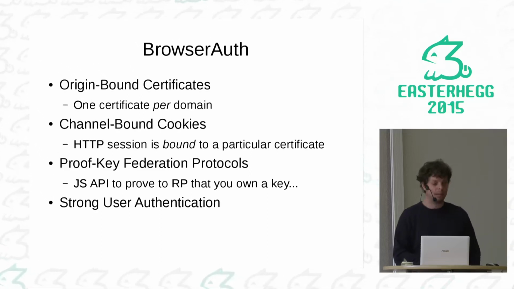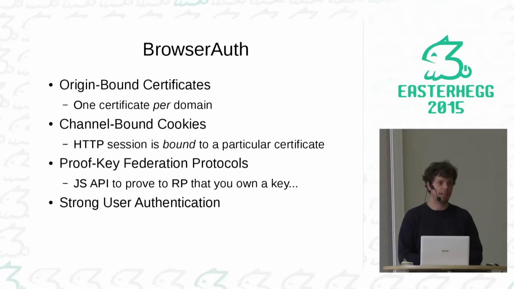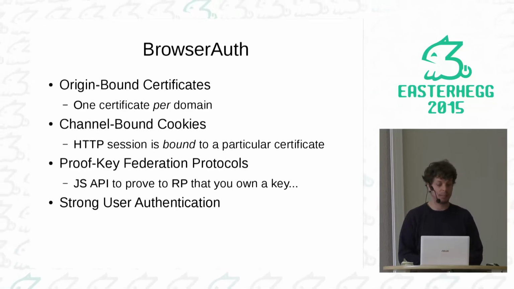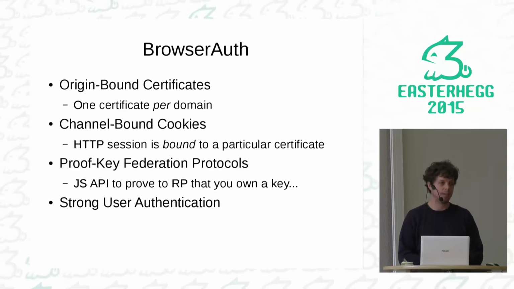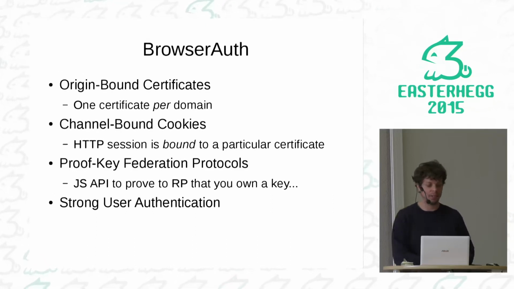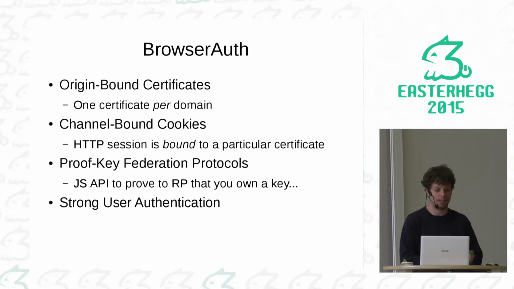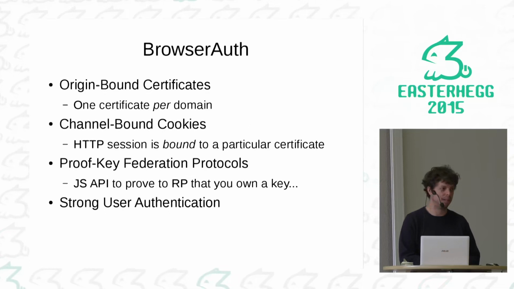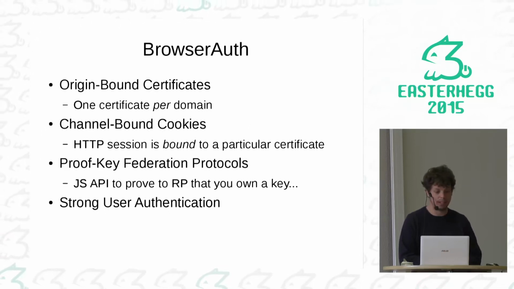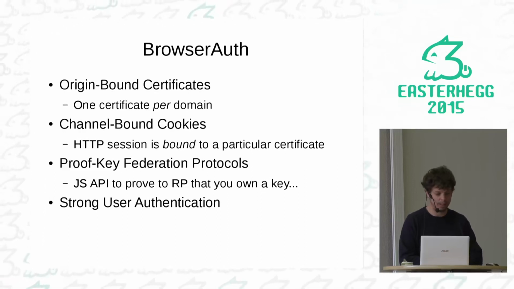Another problem they try to solve is if you have a federation protocol, with some kind of identity provider and various relying parties, you have to somehow convey to a relying party the information that you actually own this key. But because you're using all kinds of different keys for all different services, it becomes a bit complicated. So they came up with a JavaScript API to solve this problem, which seems a bit weird to me, but okay.